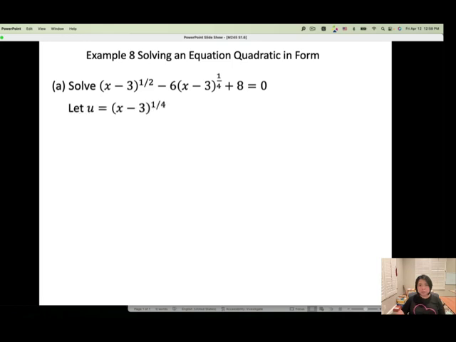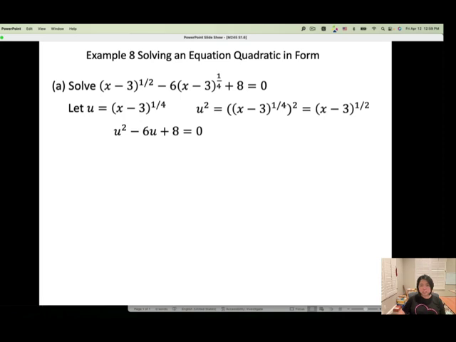We're going to let u equal x minus 3 to the power of 1 over 4. And then u squared, when you square this, you're going to have 1 over 4 times 2, which is going to be 1/2. That will be this one. So we're going to rewrite this equation. That will be here u squared minus 6u plus x equals 0.